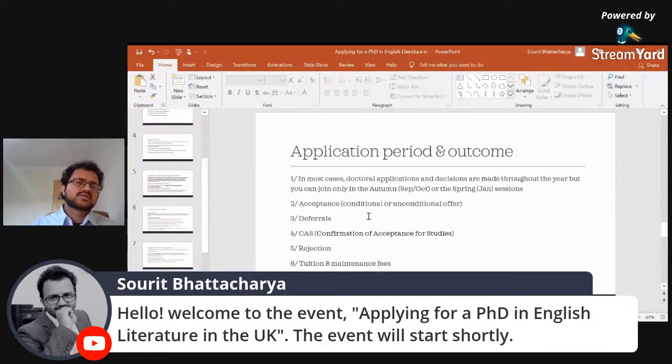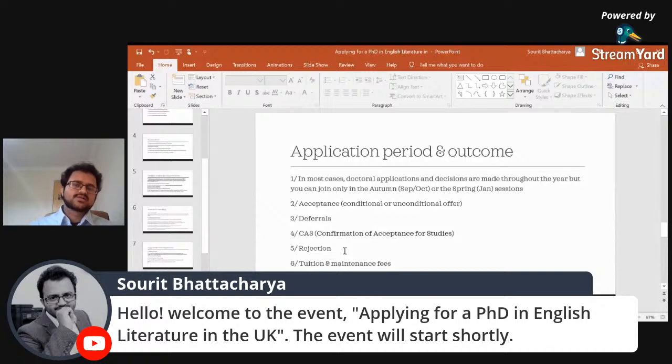So you can either accept, or you can defer if you don't want it in September but it needs to start in January. So you can defer as well, or you can reject, if you have found another offer, or universities can reject. You know this drill already.